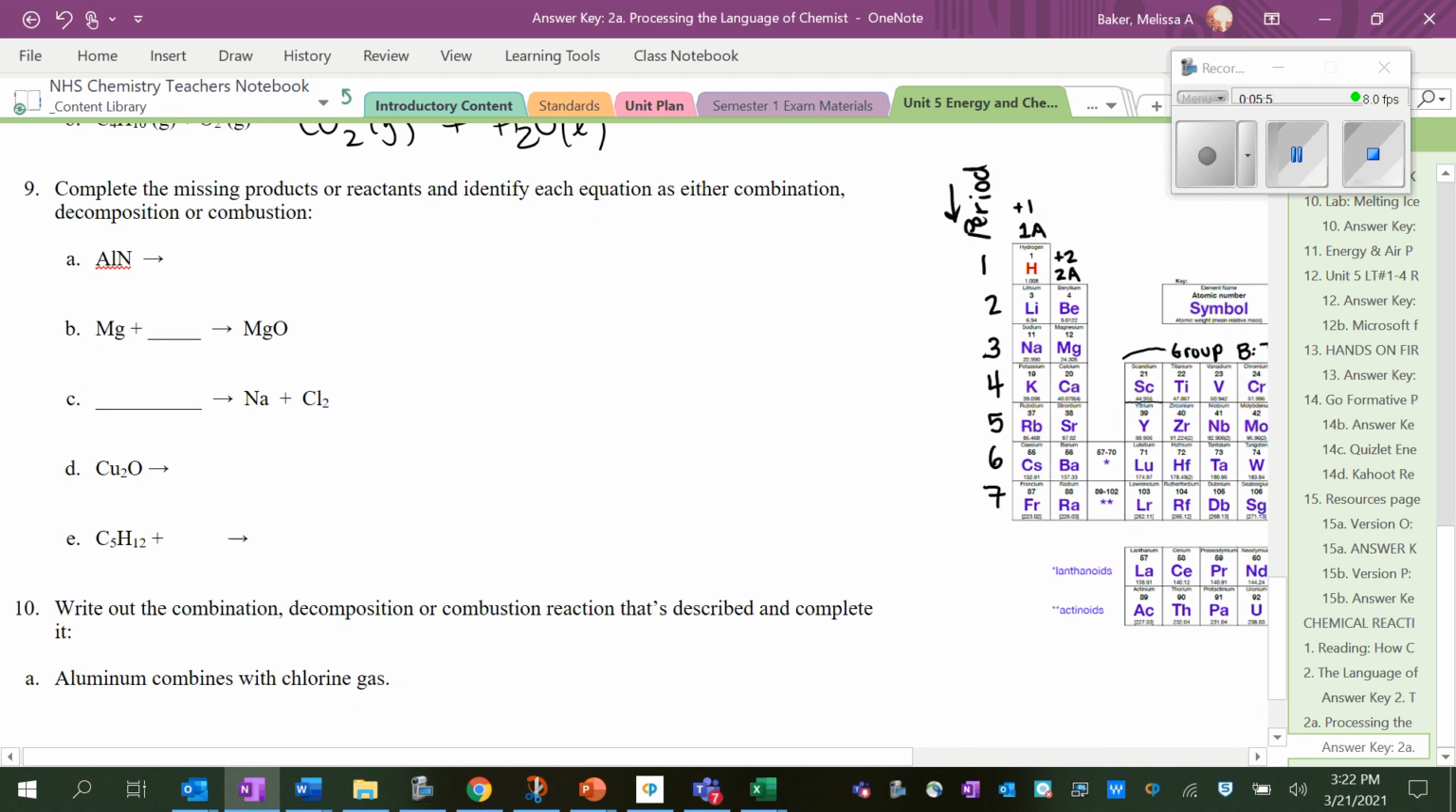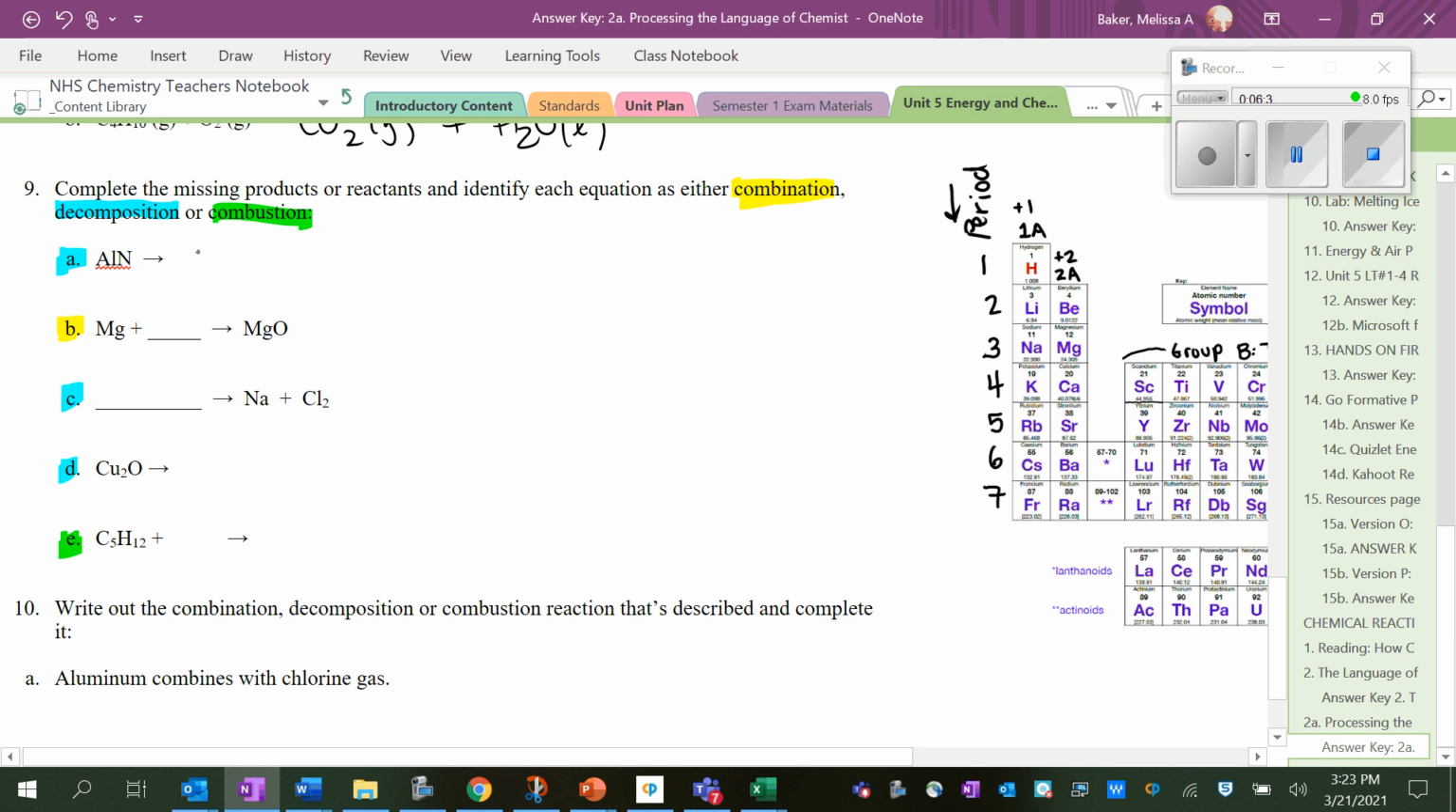Number 9, complete the missing products or reactants and identify each equation as combination, decomposition, or combustion. I'm going to do a little highlighting first. I'm going to look for combination. That's when two things are being added together and it's not the combustion, so that one. And then decomposition is when you've got one thing breaking down. Ooh, there's 3. And last but not least, combustion is, of course, following that pattern of fuel plus oxygen makes carbon dioxide and water.